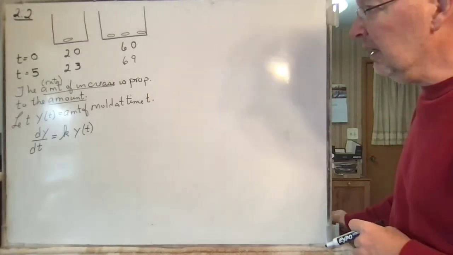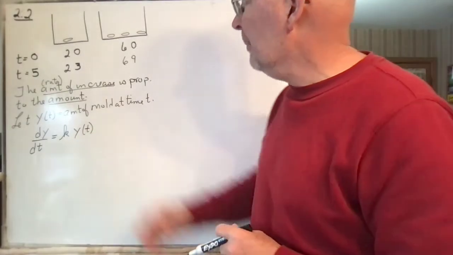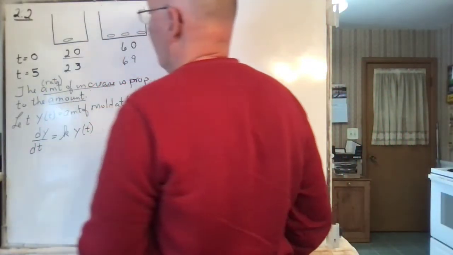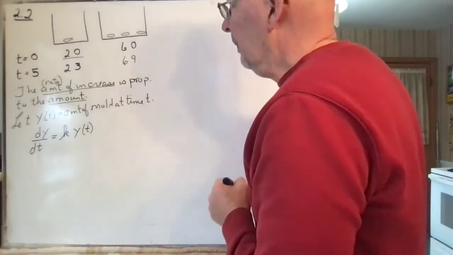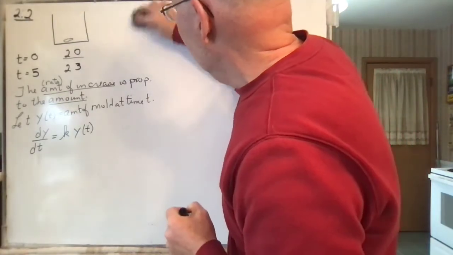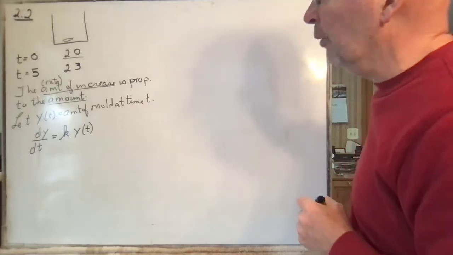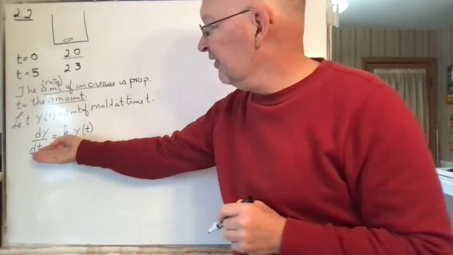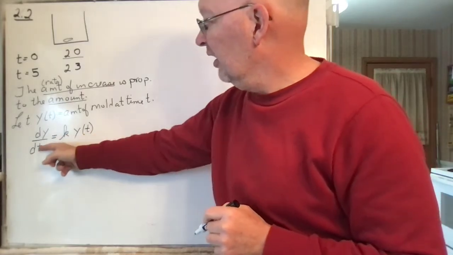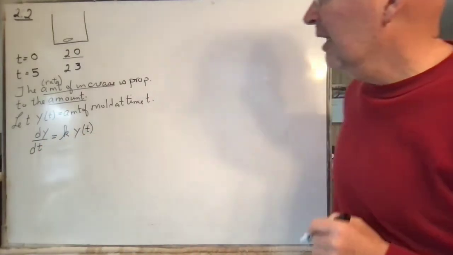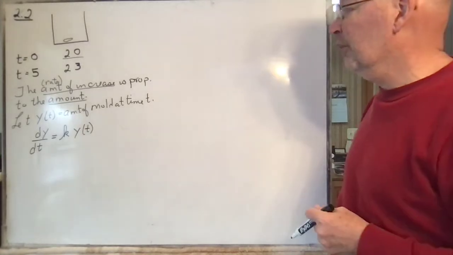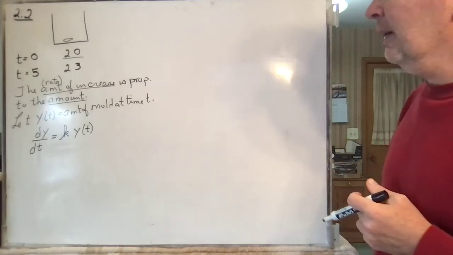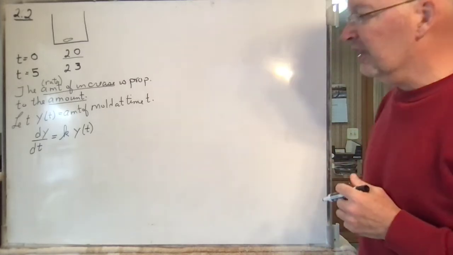Let's take this example right here, and let's say that this is where we started. We started at 20, and we'll get rid of this one now. We came back 5 hours later, and we were at 23, and we're making this assumption that the amount of increase is proportional to how much is there. And so we want to be able to predict how much will there be at time equal to 50 and when will there be 100 grams and all those kinds of things. So let's solve it.